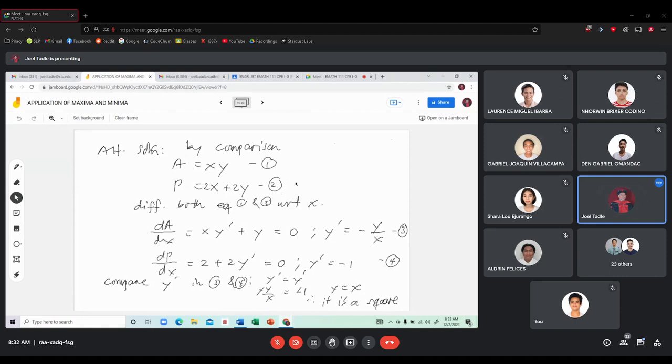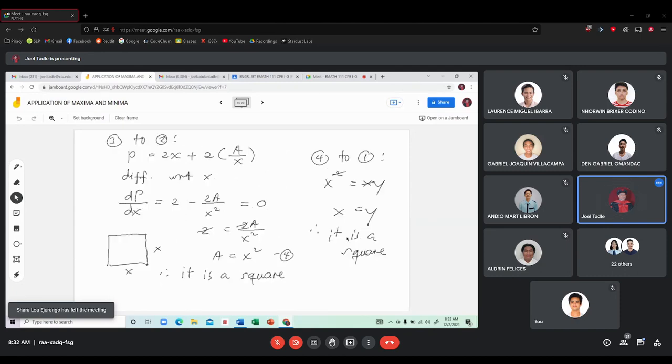So this is proof that our first solution is correct. Our first answer, y is equal to x, is a correct one. So therefore we conclude that the shape is a square.